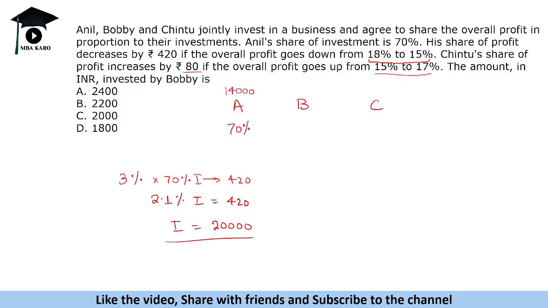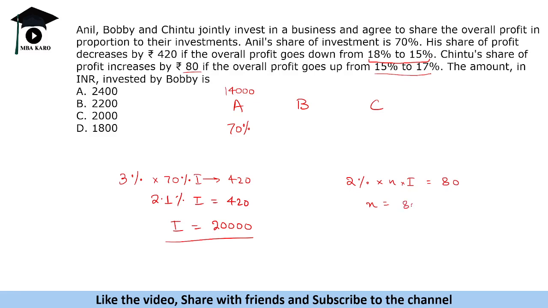17%. Now the change in profit is 2%. Okay, we do not know his contribution in the profit, and let us say he has n% contribution. Okay, 2% of n% of investment is equal to 80 rupees. Okay, and the investment we know is 20,000. From this we figure out the total investment, that is 20,000. So 2% of n%, n will be 2% of 20,000 is 4,000.